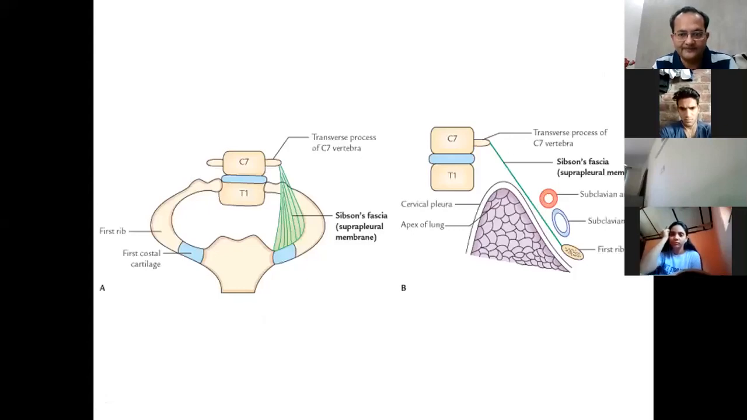Attachment and relations. Superiorly, it is related to the subclavian vessels, and inferiorly, the inferior surface is related to the cervical pleura and the apex of the lung. The superior surface is related to the subclavian vessels, and it is attached to the transverse process of the seventh cervical vertebra, and also to the inner border of the first rib and the costal cartilage.